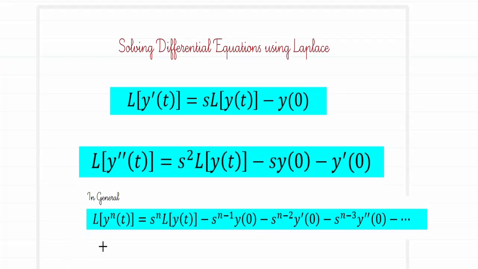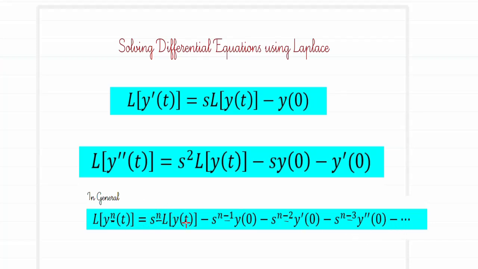In general, we have Laplace of y power n of t as s power n Laplace of y of t minus s power n minus 1 y of 0 minus s power n minus 2 y dash of 0 minus s power n minus 3 y double dash of 0 and so on. We notice that when the power of the derivative is n, I have s power n minus 1, n minus 2, n minus 3 and so on. Starting with n, the power of s is diminishing.